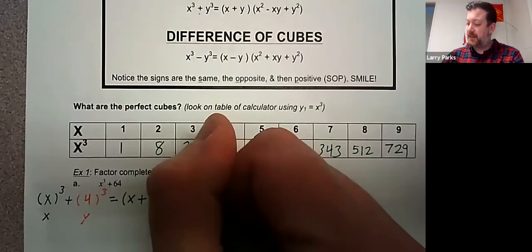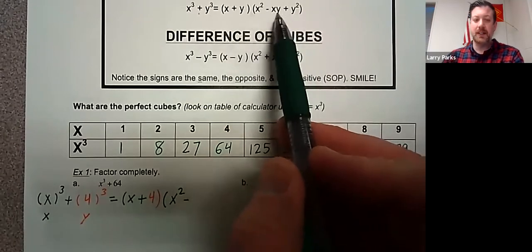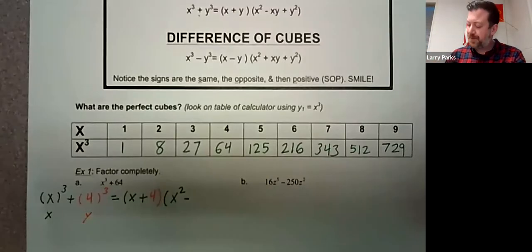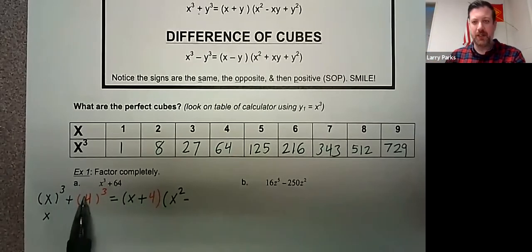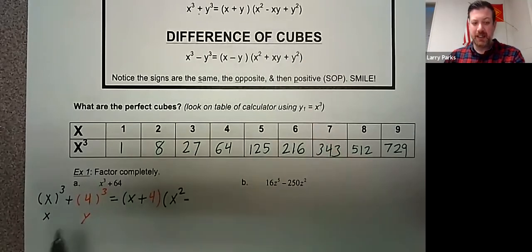Do a minus. And then it says to take my x times my y. Right here, see? So x is x, which x isn't always x. I usually use the letters A and B when I write this out, but I'm using someone else's notes. So x is x, y is 4. So this formula says take x times y. So we're going to take x times 4, which is 4x.